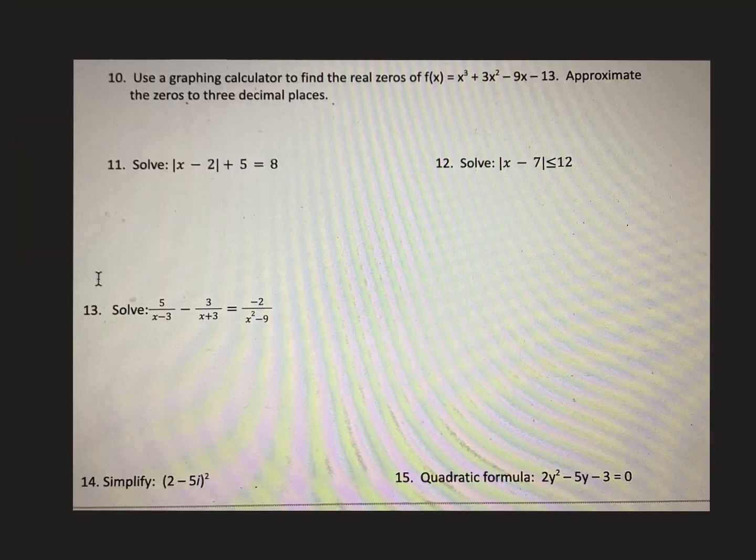Number 10, use the graphing calculator to find the real zeros. That's where I'm going to punch that in. I'm going to go left bound, right bound, find all the zeros. There could be up to 3 zeros.